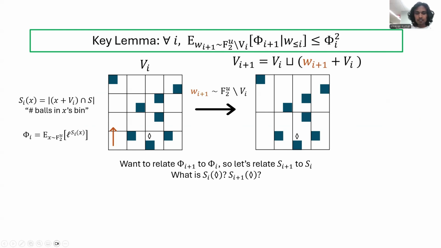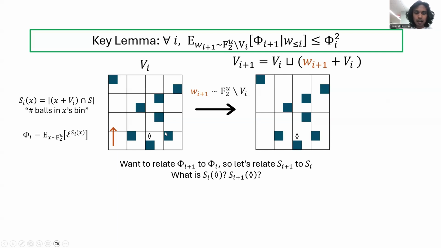What is s sub i of diamond and s sub i plus 1 of diamond? Well, s sub i of diamond is 1, as we can see pictorially here. It's going to be the number of balls in the bucket containing the diamond. And now for s sub i plus 1, we look at the i plus first time step. This diamond now has 2 balls. How did we get 2?